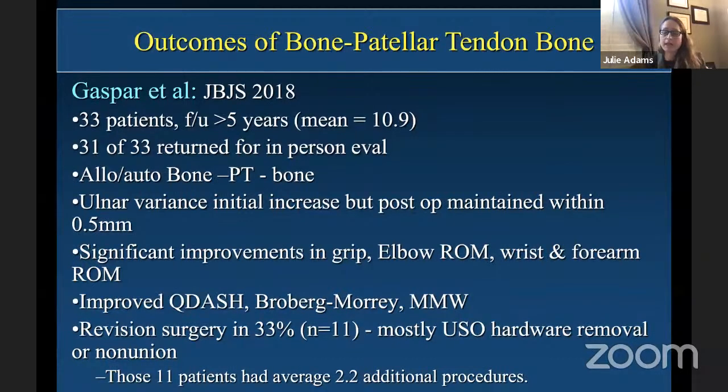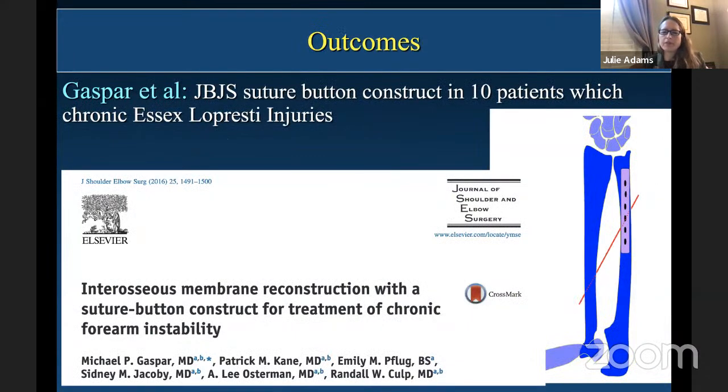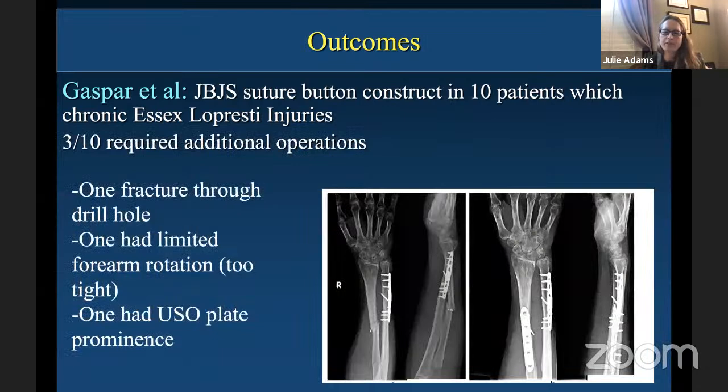There was revision surgery in about a third of patients. Many of these patients were related to ulnar shortening hardware or non-union. The thing that's received more attention more recently is suture button reconstruction. And again, this is from the Philadelphia group, using suture button constructs in 10 patients with chronic Essex Lopresti injuries, and similar pattern of passing the graft, except this goes along the axis of the interosseous membrane. It's much less bulky, and so you're not likely to have the extensor adhesions or irritation that you might with the bone patella tendon bone.